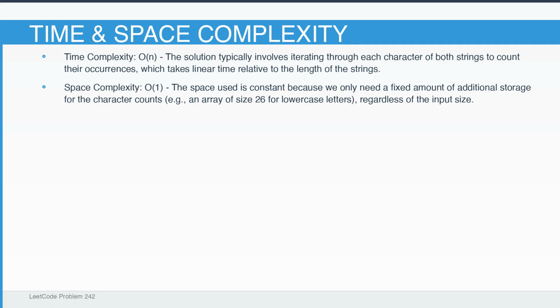Now, let's talk about space complexity, which is O(1). This indicates that the amount of extra memory we need remains constant, no matter how long the input strings are. We only require a small, fixed amount of space, specifically an array of size 26 if we are only dealing with lowercase letters. This array is used to store counts for each character. So even if we have very long strings, our additional memory requirements don't change. Understanding these complexities is crucial for evaluating how our solutions perform as input sizes grow.